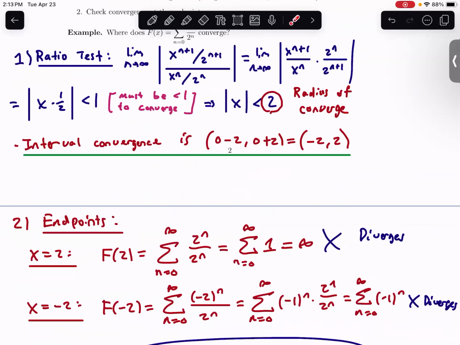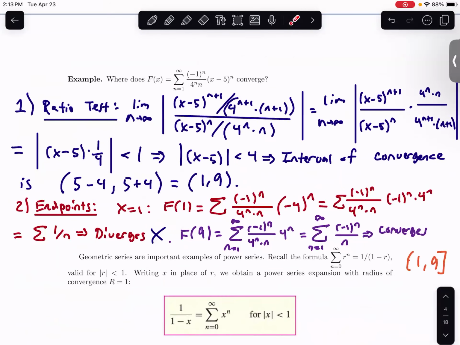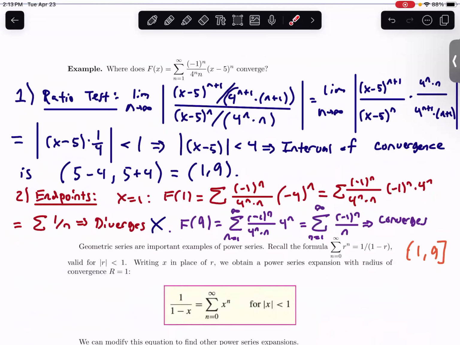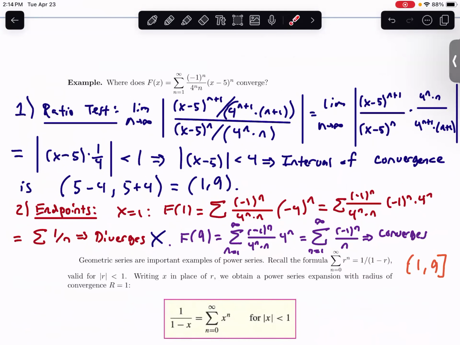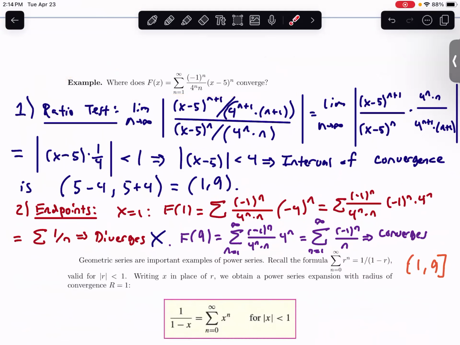The other example was a bit more interesting. We had to be a little bit more creative in terms of how we wrote out these intervals, and we had to include an endpoint as well. So after applying the ratio test for this last example we went through yesterday, we ended up finding the following inequality. We found that the absolute value of x minus 5 had to be less than 4. And so this is saying that the distance between x and 5 has to be less than 4. So you can think in terms of, well, any number greater than 1 and less than 9 would fit the bill.